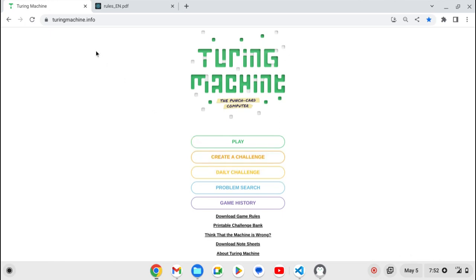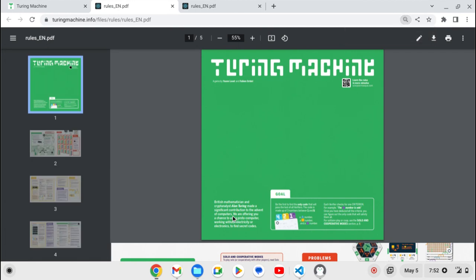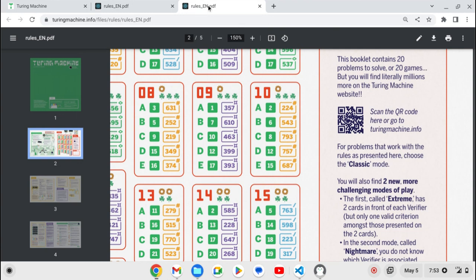First, go to Turing Machine Info and then click on the Download Game Rules. The game rules will give you a wealth of information on all the parts and pieces that make up the board game Turing Machine. But I want to zoom in on page 2 and share with you that within the purchase of the board game, you are given an initial 20 questions or problems to solve. Of course, you can always go to turingmachine.info and play the daily puzzle or even generate original games.